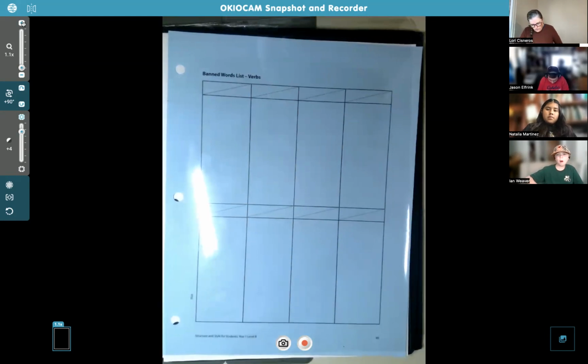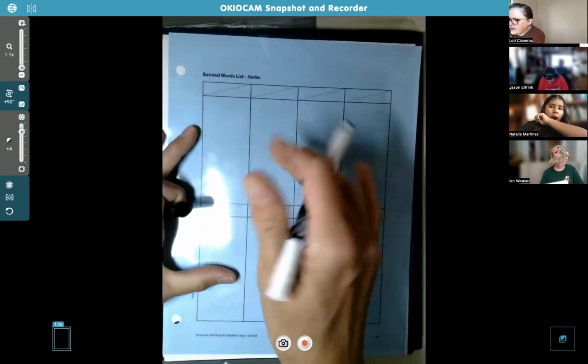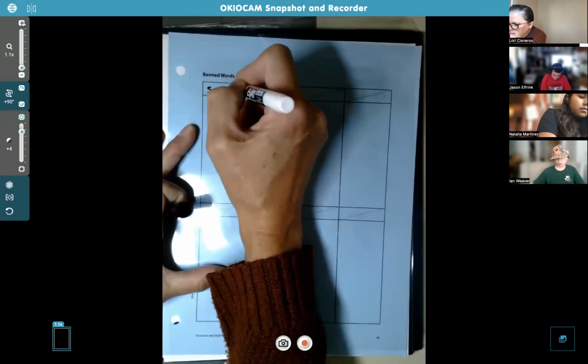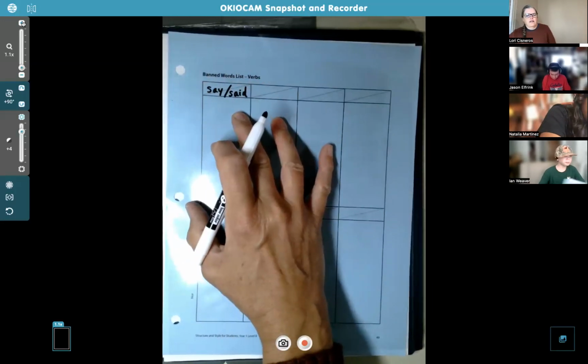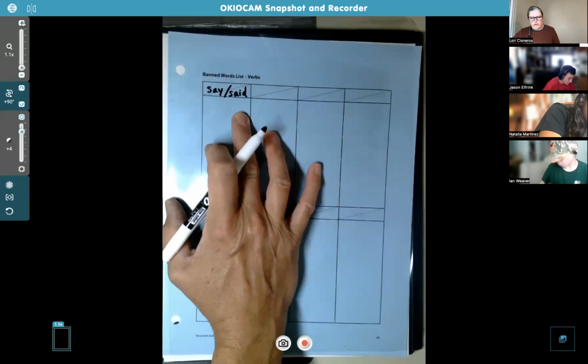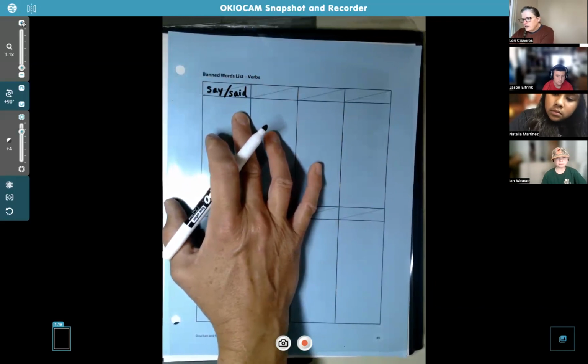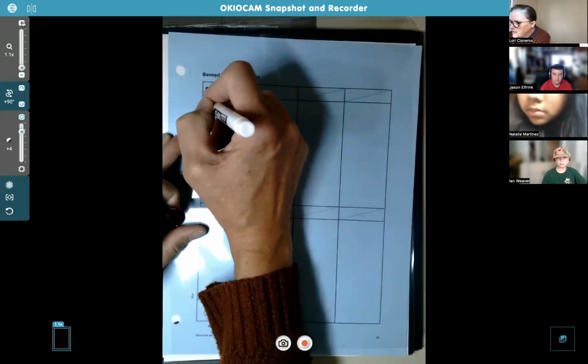So I'll show you how we're going to do this here. In that first box, you see where that diagonal line is here. I want you to write the words say, said. Those words are overused, especially if you're writing a story that has dialogue in it. A lot of times we use say, said, and it's boring. So we've got to think outside of that box and think of other ways to say it rather than say, said. You could use the word like shouted.